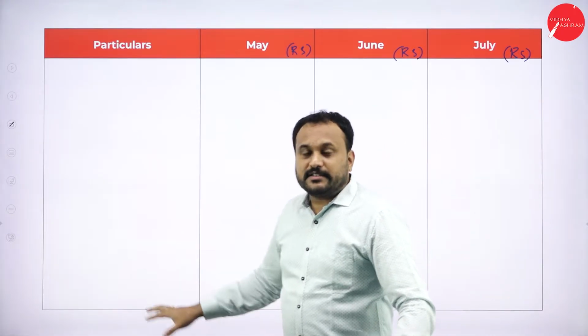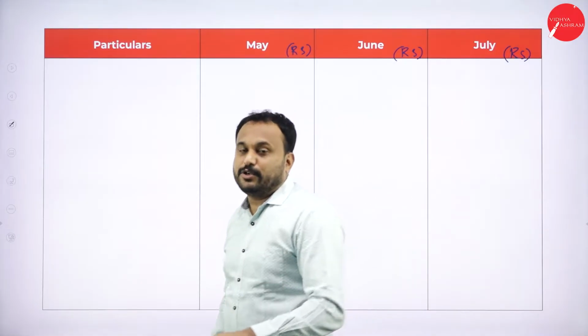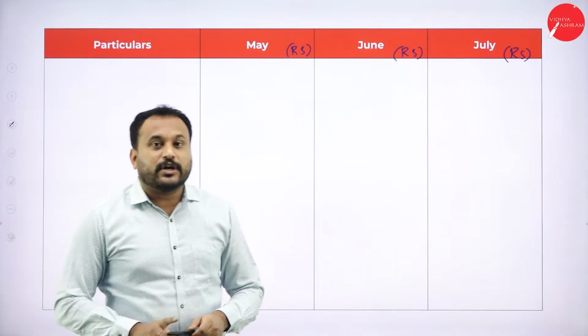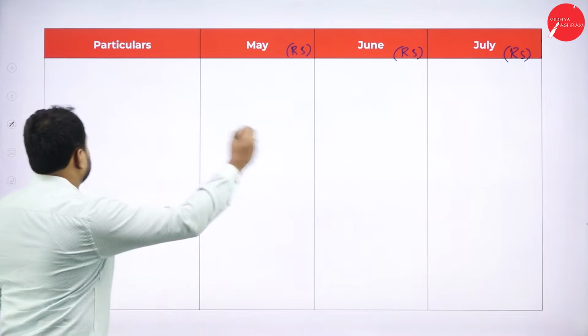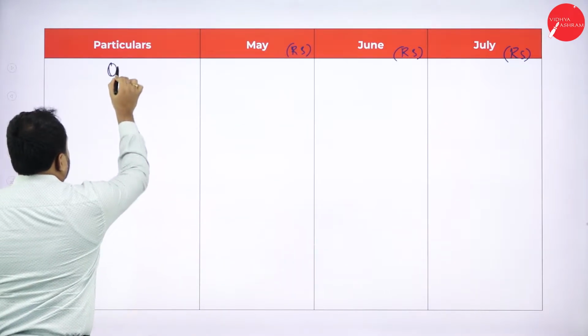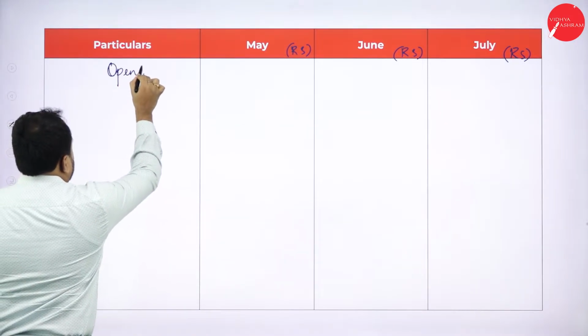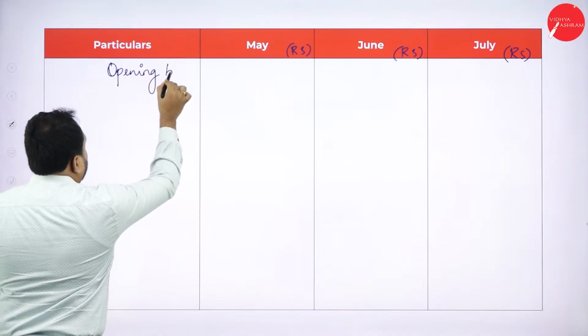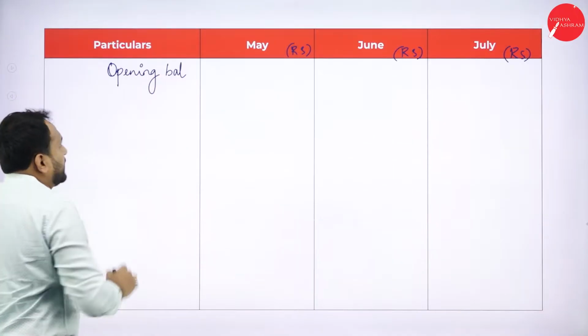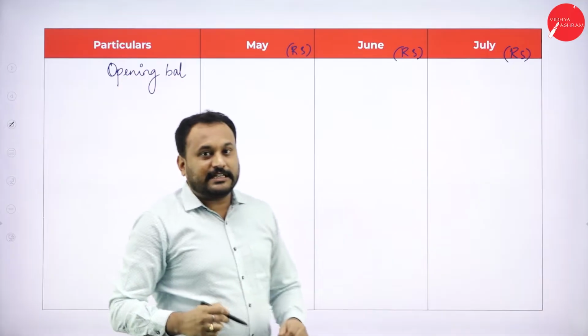When we go with particulars, the first thing which I told you is that we need to check what the opening balance is. What is the opening balance? The first one is opening balance. So without any delay, you are supposed to find out the opening balance. So let's check the question here.